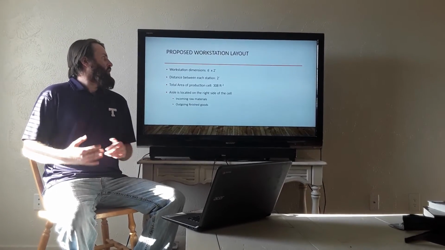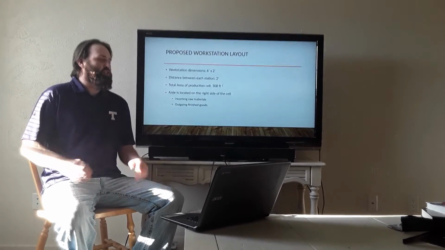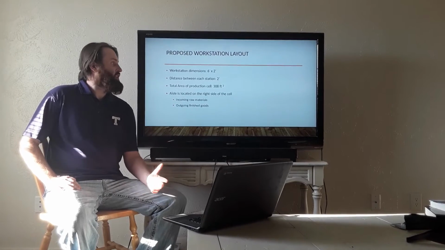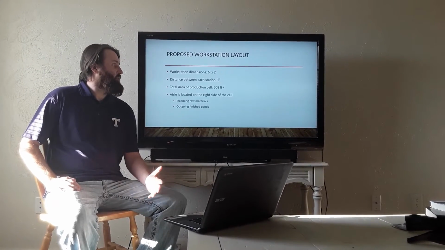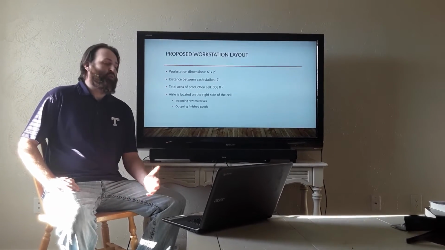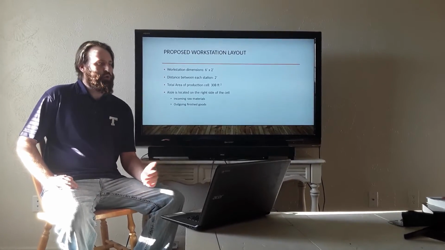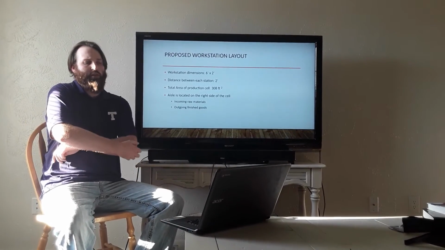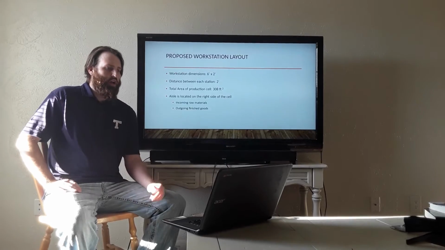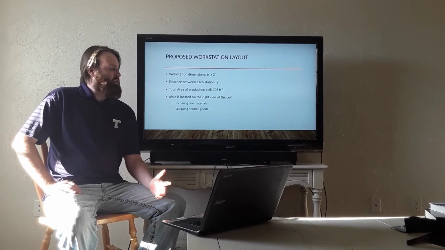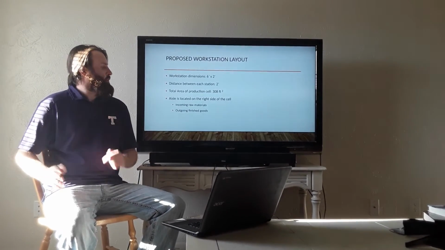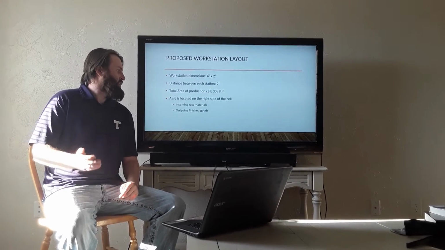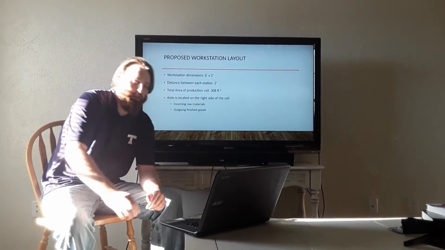So to continue on with our workstation layout, the workstation dimensions are 6 foot by 2 foot. Distance between each station is 2 foot. Total area of production cell is 308 feet. The aisle is located on the right side of the cell for incoming raw materials and outgoing finished goods.